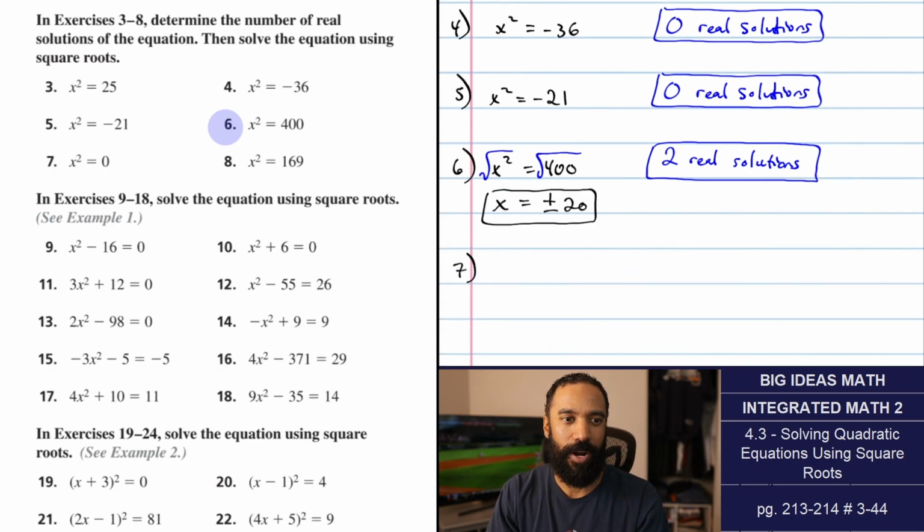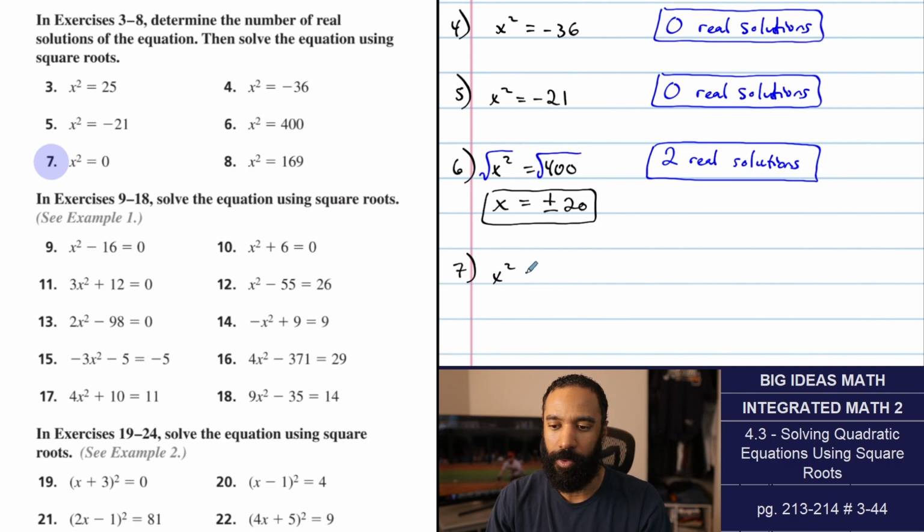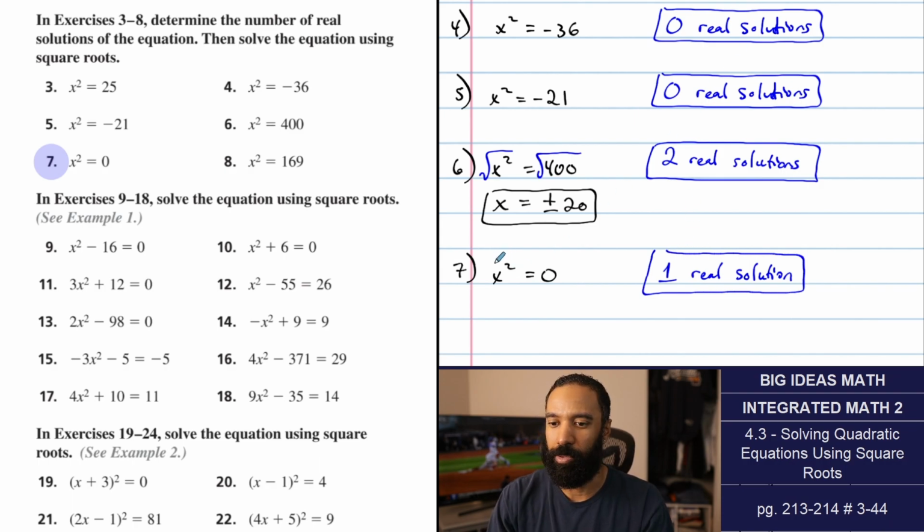Number 7, x squared equals 0. When I take the square root of 0, I will be getting 0 out as the only one real solution. There's only one value I can square to get 0, which is 0. X is not plus or minus 0, just 0. Take the square root. X equals 0.